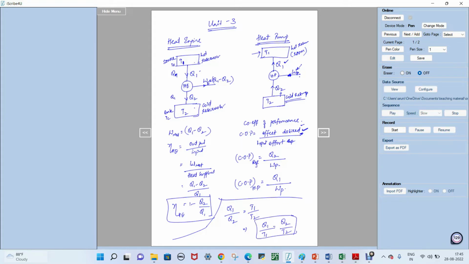Right now we will be focusing on problems related to the efficiencies of heat engines, using these relationships, Q1 by T1 equal to Q2 by T2, and how the heat pump and heat engine will work. That is our focus for today. I'll do a few problems, and based on that, you can solve a number of other problems.